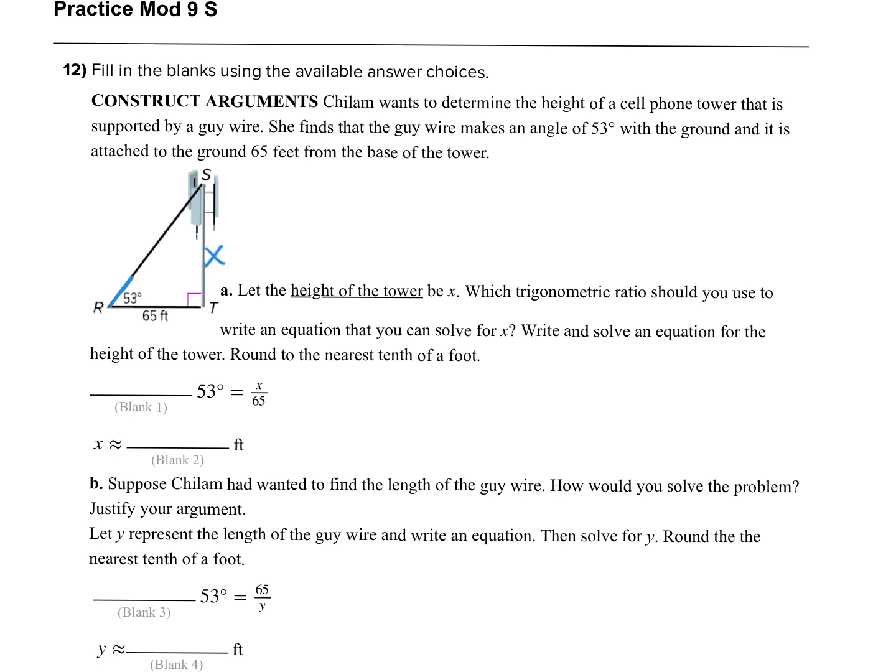Okay. So which trig ratio should we use to write an equation that you can solve, and solve the equation for the height of the tower. Round to the nearest.